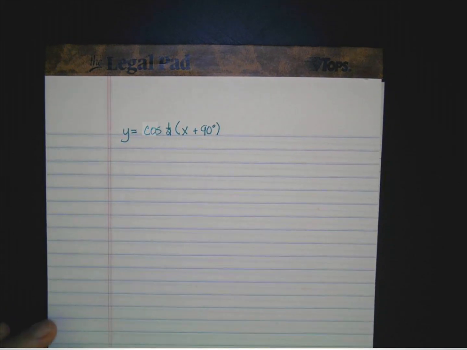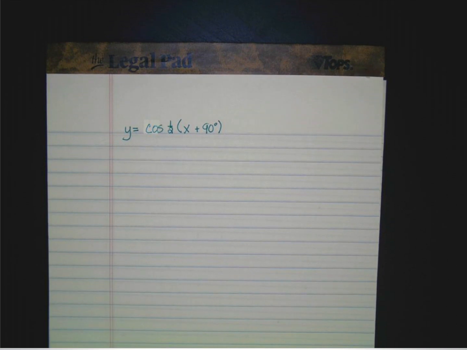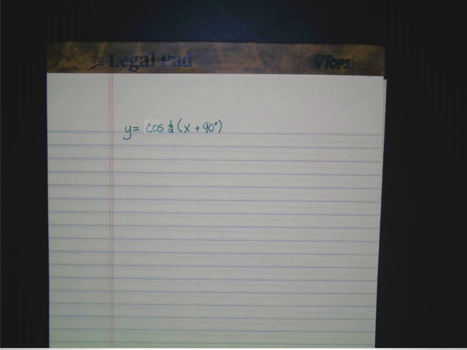All right, so let's do another one. Y equals cosine 1/2 parentheses x plus 90 degrees. Yes, I put an x instead of that other thing, so I can't mess up saying x.